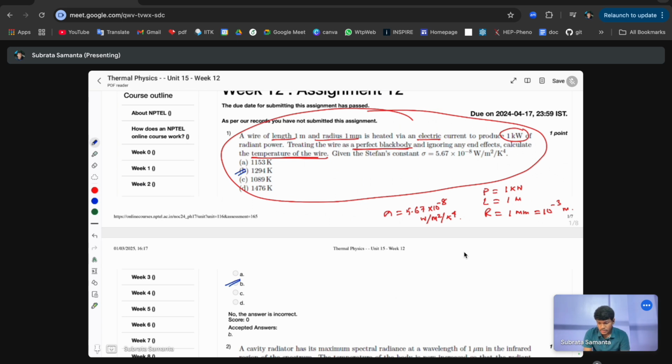So it's sigma T to the power 4 times A, where sigma is the Stefan-Boltzmann constant. It's true for a perfect black body, and from it you calculate the temperature of the wire. So it's very simple.